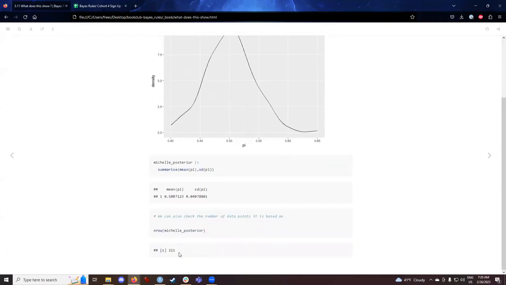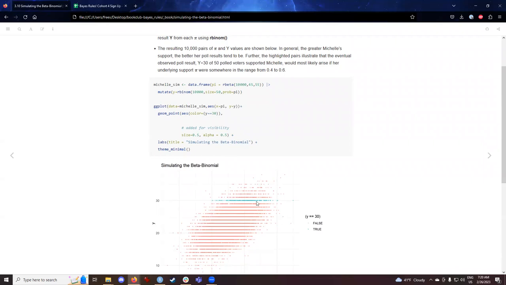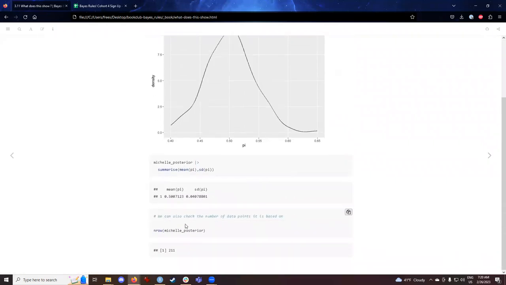The authors also noted that, focusing on the results where y equals 30 out of 50, out of the 10,000 points in the simulation, the observations that did align with the new data were only about 200 out of 10,000. So the textbook authors noted that maybe they could have run the simulation longer, maybe for five times as many observations, to 50,000 overall.